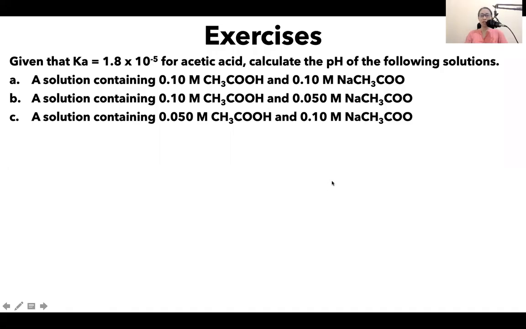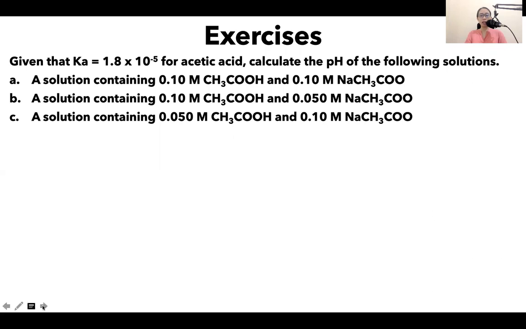Here are some exercises for you to see how the Henderson-Hasselbalch equation is used to make some computations involving buffers. So we have three items for this set of exercises. Let's start with letter A.